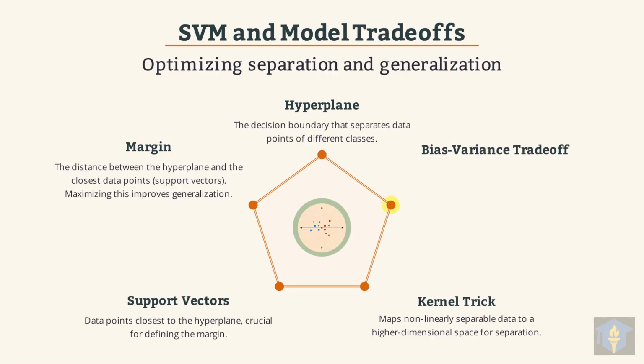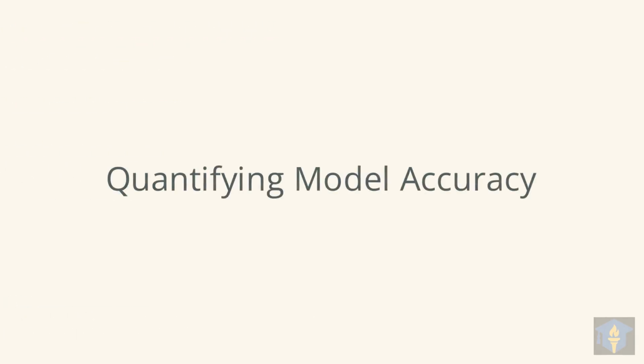Finally, let's discuss the bias-variance trade-off, a fundamental concept in machine learning model development. It involves balancing model simplicity, or high bias leading to underfitting, with complexity, or high variance leading to overfitting, for optimal performance. Let's learn how to quantify the performance and accuracy of our machine learning models effectively.